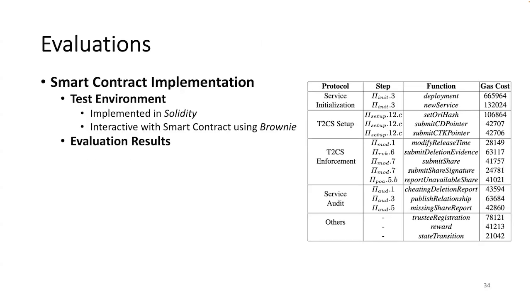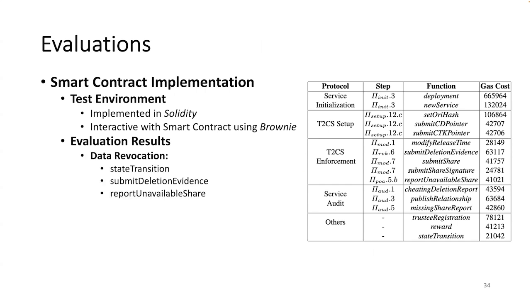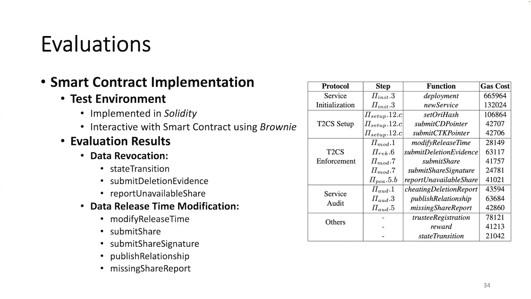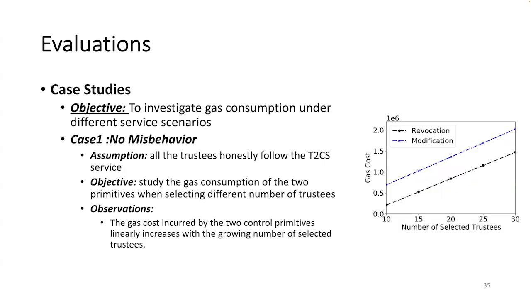We implement the smart contract in Solidity, and we interact with the blockchain using the Brownie toolkit. The table shows the gas results regarding our implementation. We highlight that the data revocation scheme is related to the following 3 functions, and the data release time modification scheme consists of the following 5 functions.